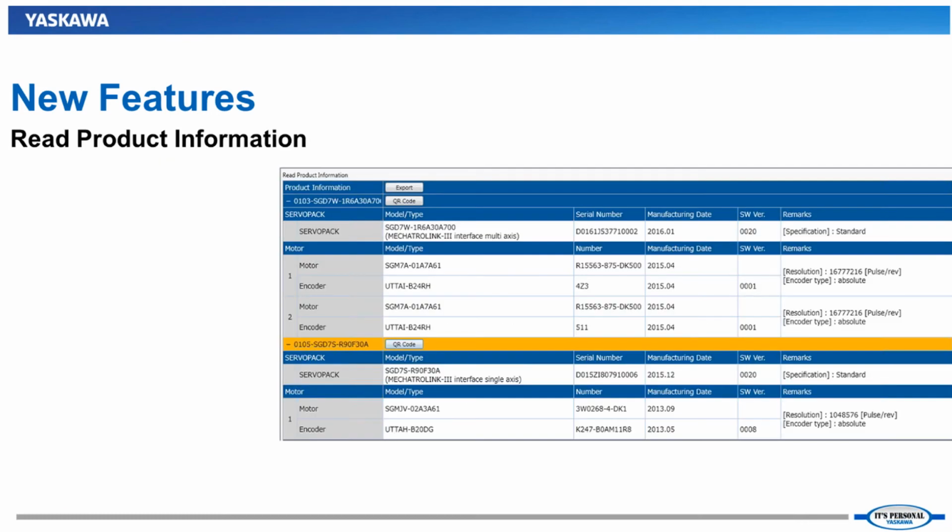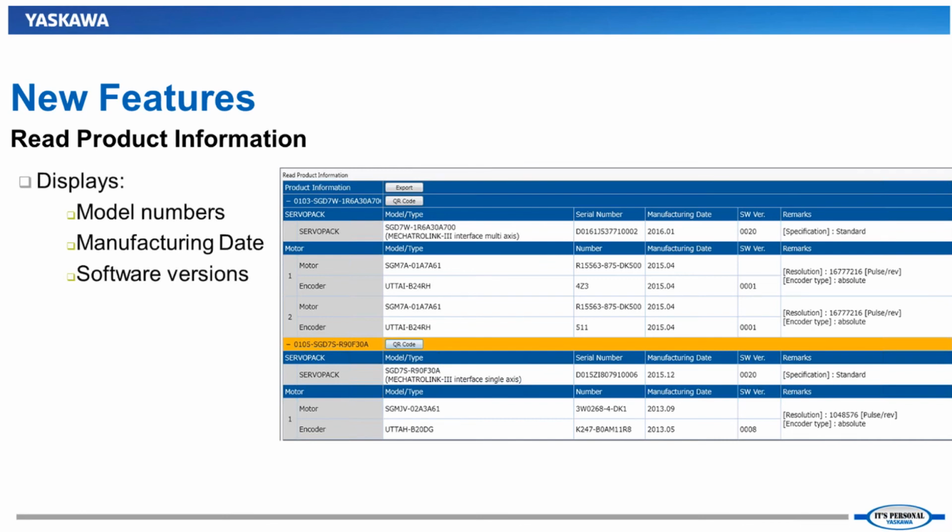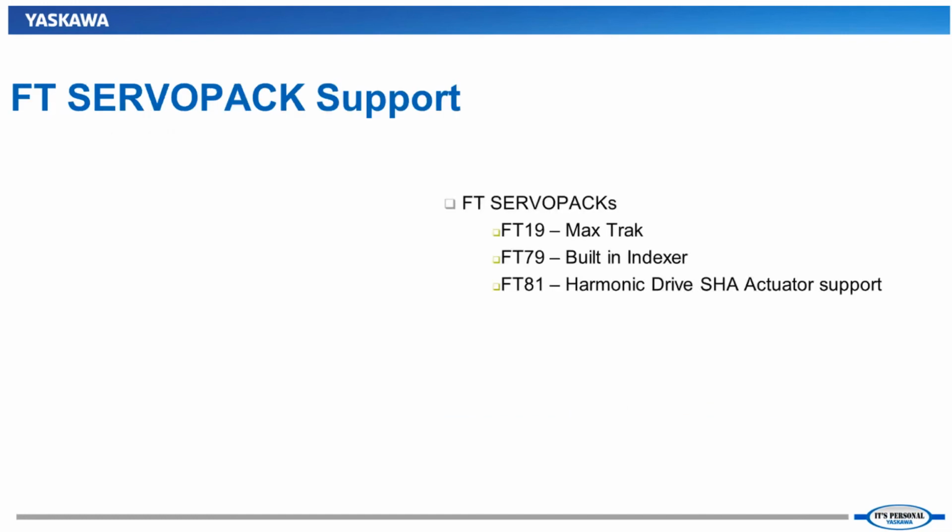Also, there's a new feature to read all the product information. It displays your model number, your manufacturing date, and your software versions. Remember before, with EtherCAT, you needed to have a certain EtherCAT firmware to be able to do SigmaWin over EtherCAT. So here is the tab that you would come to verify that you have the right software version on your servo pack. It also allows you to export this information to a CSV file, which is pretty handy for keeping records of all the parts that you ship out.